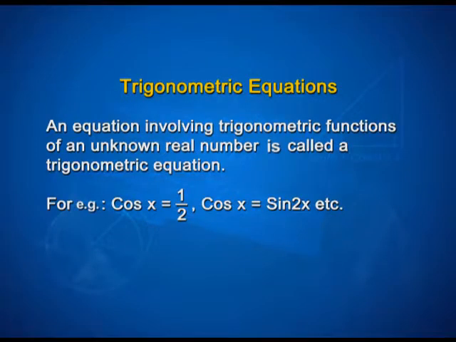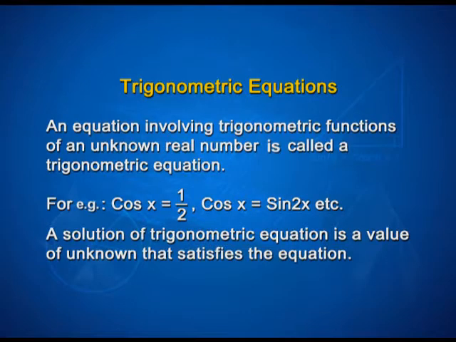For example, cos x is equal to 1 upon 2, cos x is equal to sin 2x, etc. A solution of a trigonometric equation is a value of the unknown that satisfies the equation. Since all trigonometric functions are periodic, usually trigonometric equations have an unlimited number of solutions.